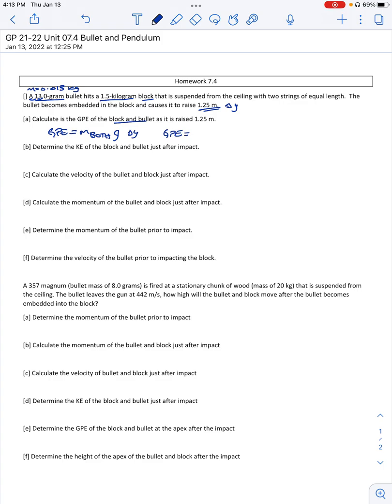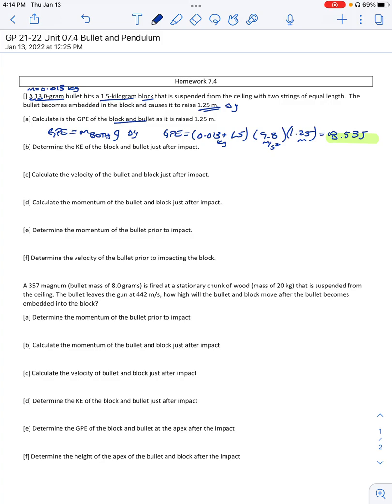GPE here is going to be 0.013 plus 1.5, that's kgs, 9.8, that's meters per second squared, and then our height is 1.25 meters. All right, we plug that into the calculator. 1.513 times 9.8 times 1.25. All right, we end up getting 18.53 joules.